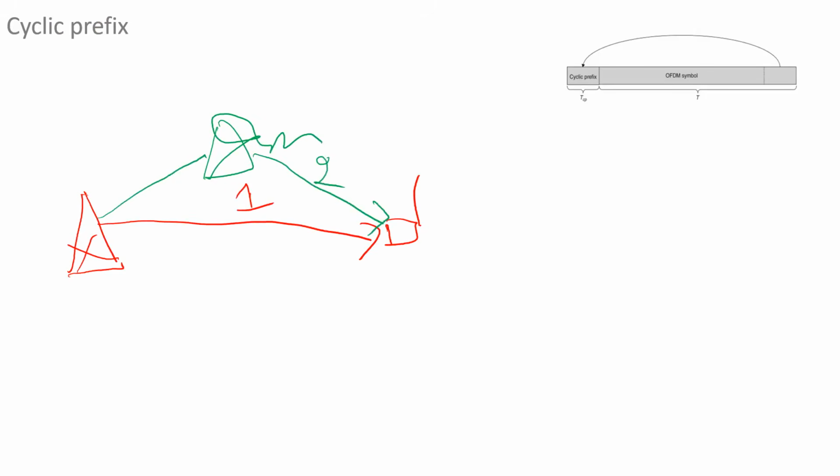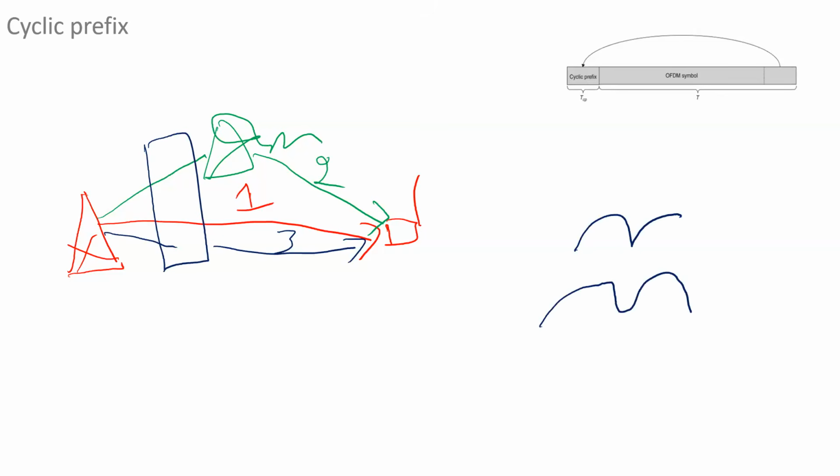Or there may be some buildings here, and it can reflect off the buildings, and it can come through path 3. So the first symbol, which is the red one, may come like this, and the second symbol may come like this.